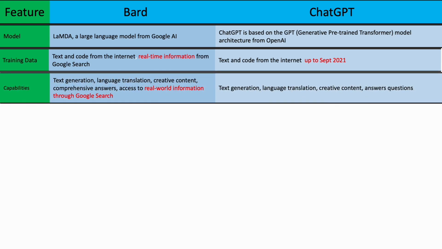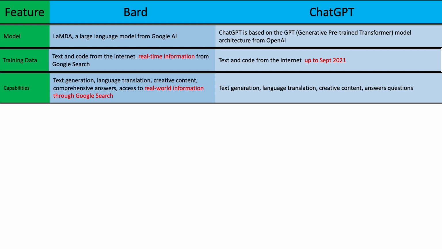Then the capabilities: text generation, language translation, creative content, comprehensive answers, and access to real-world information through Google search. This is something different that Bard has. And ChatGPT: text generation, language translation, creative content, and answering questions.